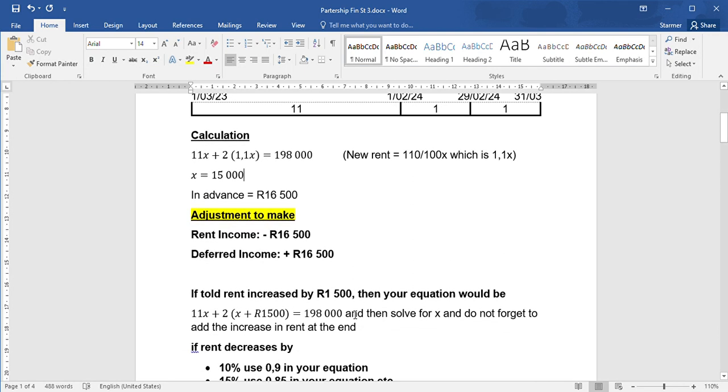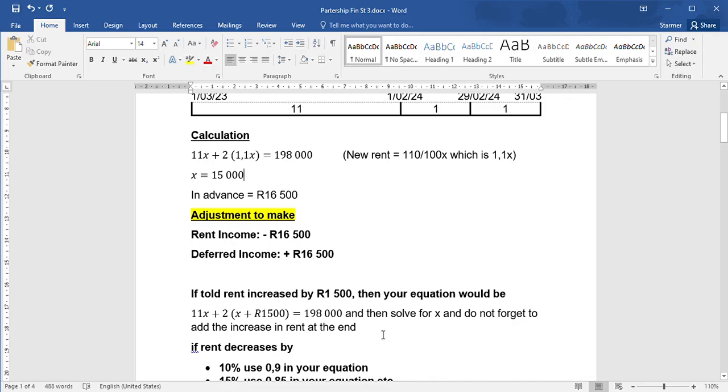If they tell you rent was increased by a rand figure, then your equation would look like this. You'll still have 11 months of x, then you have 2 months of x plus 1,500, and then you solve for x. Once again, don't forget to add the increase in rent at the end.